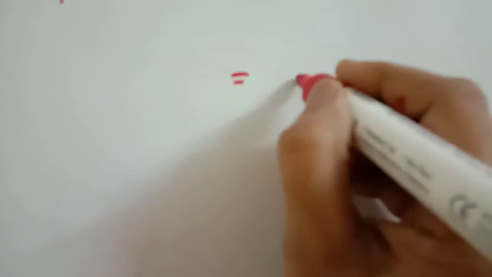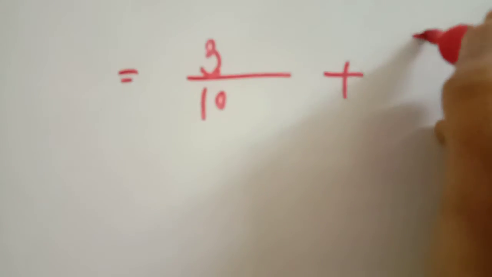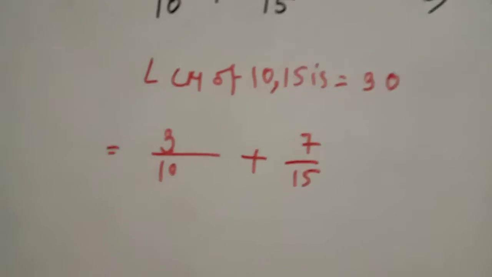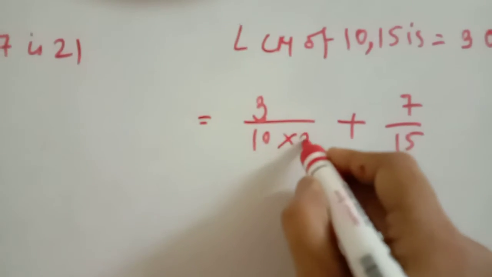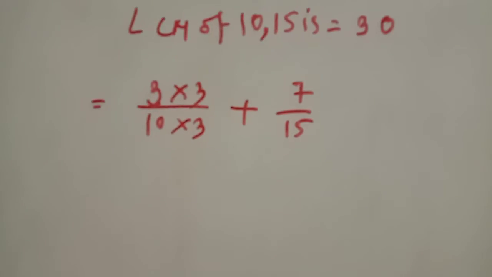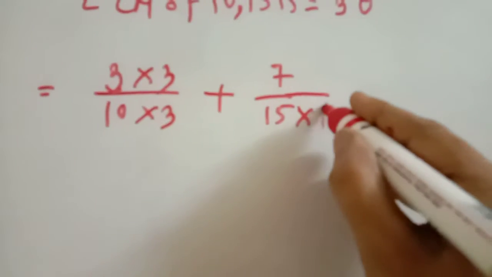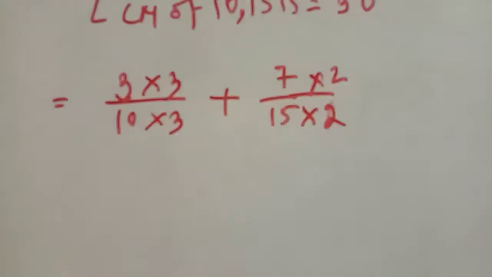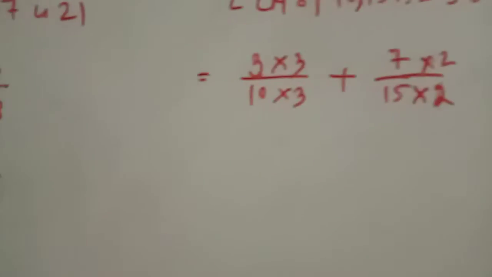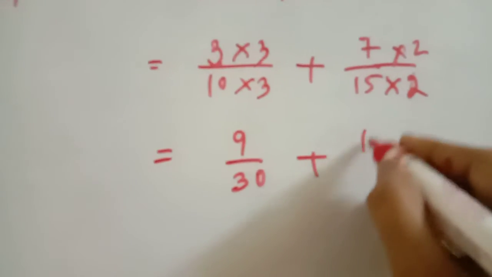Now 3 by 10, the denominator is 10. 7 by 15, the denominator is 15. You have to make the denominator 30. So here you have to multiply by 3 to make it 30. Both numerator and denominator should be multiplied by 3. Here you have to multiply by 2 to make it 30, here also by 2. Now what you are getting, 3 threes are 9 by 30, and 14 by 30.